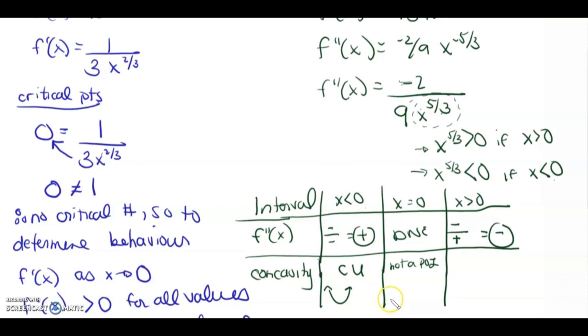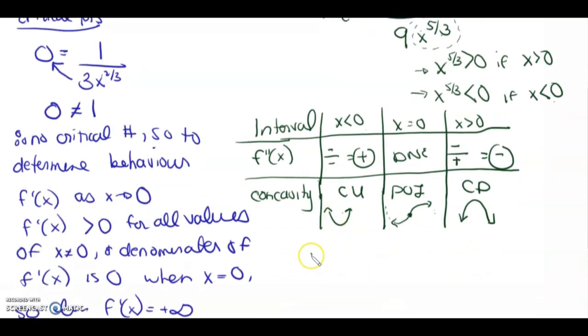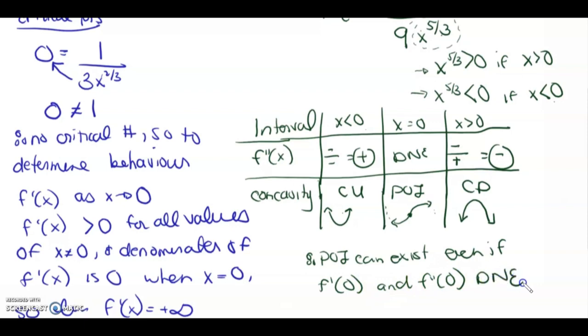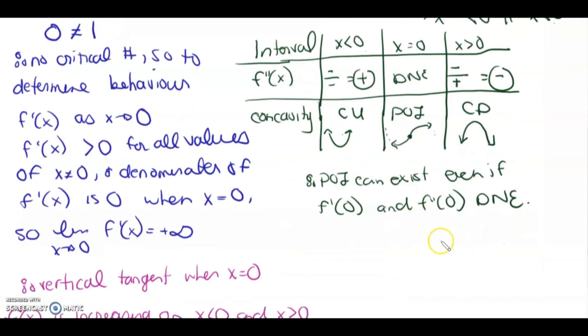Okay, let's do when x is greater than 0. This is concave down, so it's going to look like this. And because we're going from concave up to concave down, this is actually still a point of inflection. It's just going to look like this. From concave up to concave down. So you can write yourself a little note. Therefore, the point of inflection can exist even if f prime at 0 and f double prime at 0 does not exist. Okay, and how that graph will look.